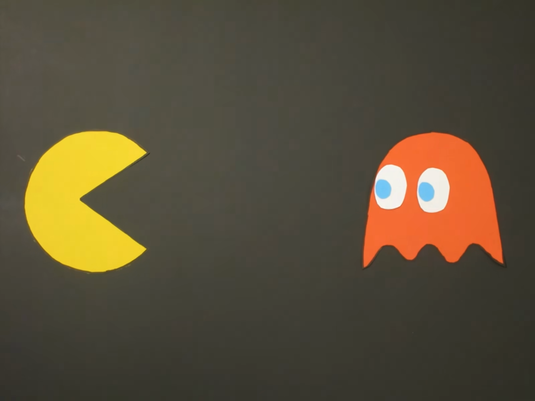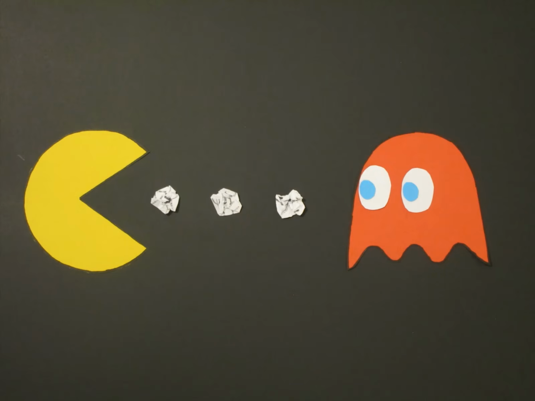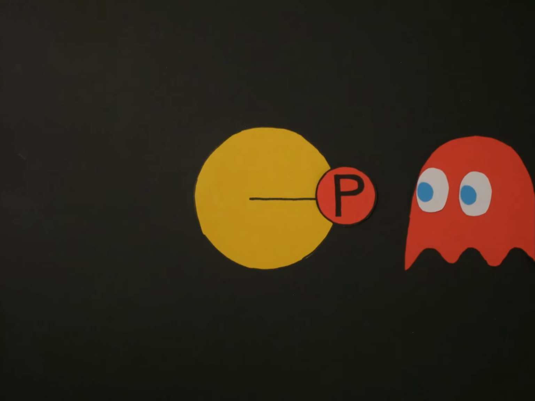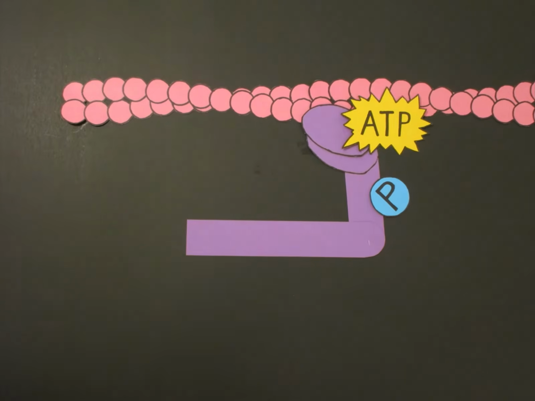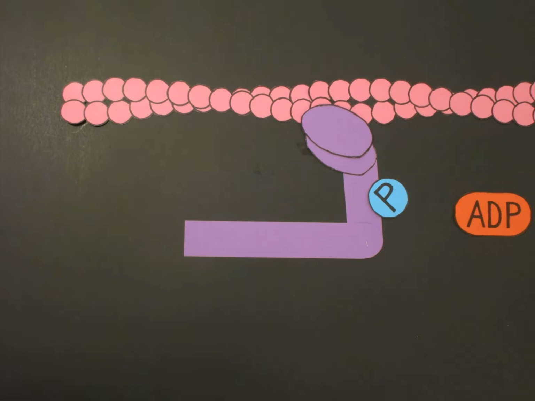Thankfully, our cell has just the solution. Rho kinase. As a kinase, its job is to phosphorylate things. Our Rho kinase's target is going to be our good old MLCP. Ha! That ought to shut him up for a little bit. With MLCP inactivated, we can finally enjoy some uninterrupted muscle contraction.